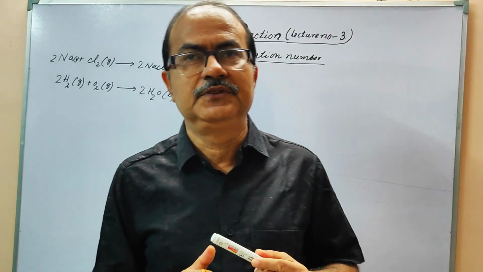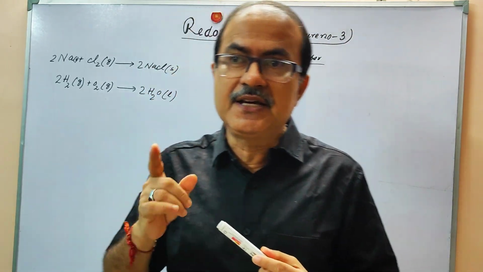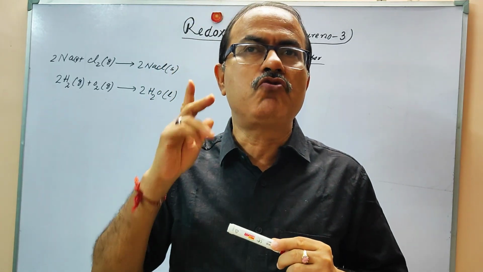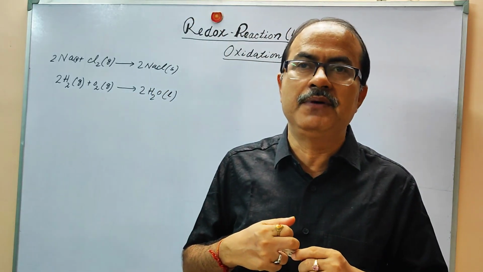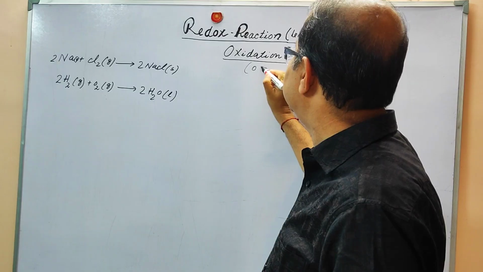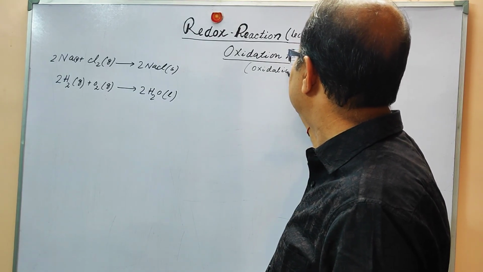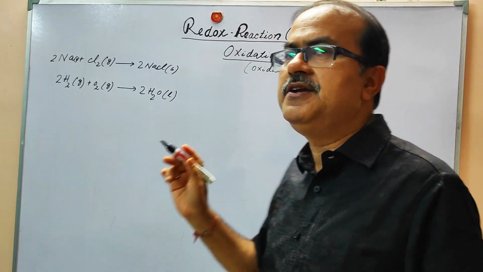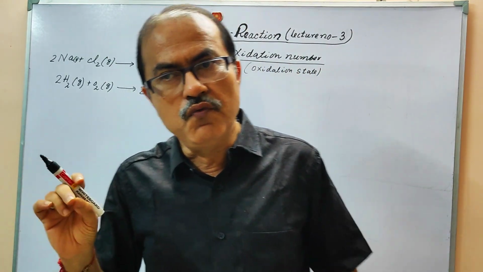So for that, to track the electron transfer in the reactions of covalent compounds, this concept of oxidation numbers has been developed. It is sometimes also called the oxidation state. And this is basically developed for reactions involving covalent compounds.